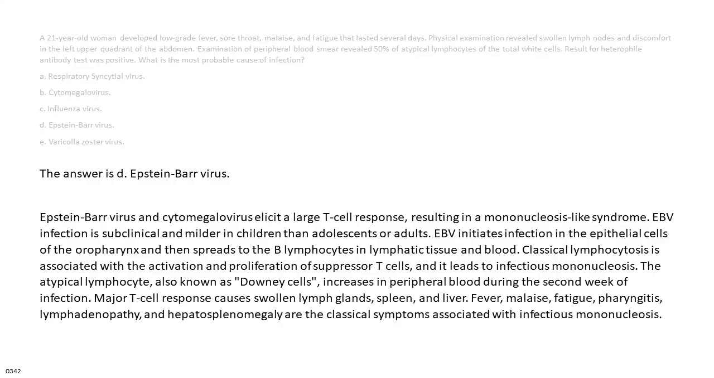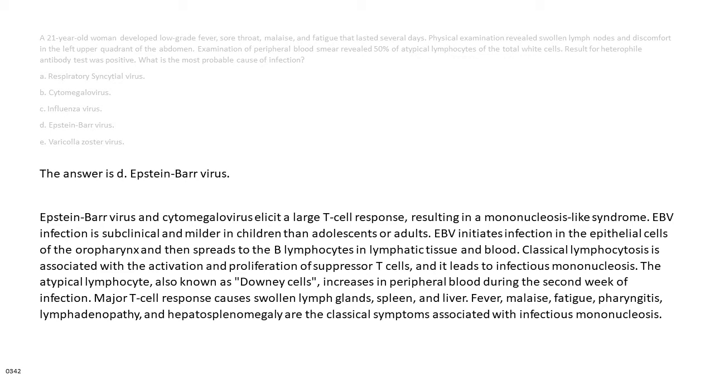The answer is D. Epstein-Barr virus. Epstein-Barr virus and cytomegalovirus elicit a large T-cell response, resulting in a mononucleosis-like syndrome. EBV infection is subclinical and milder in children than adolescents or adults. EBV initiates infection in the epithelial cells of the oropharynx and then spreads to the B lymphocytes in lymphatic tissue and blood. Classical lymphocytosis is associated with the activation and proliferation of suppressor T cells, and it leads to infectious mononucleosis.